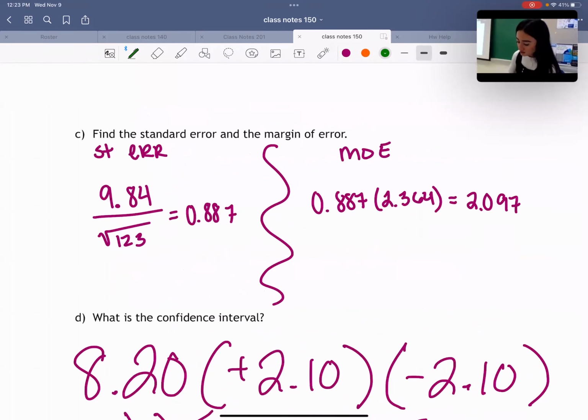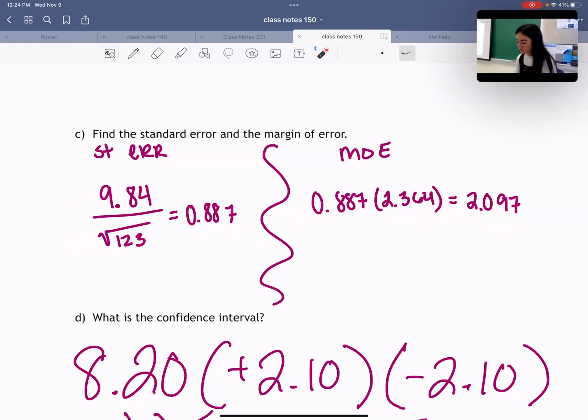All right, let's go to part C. Who wrote this one up? Is that one Claire? Do you want to take us through this one? So I would use standard error, which is sample standard deviation over the square root of the sample size. And that equals 0.887, which I then used to help figure out the margin of error along with the critical value we got earlier in the chart to equal 2.0.